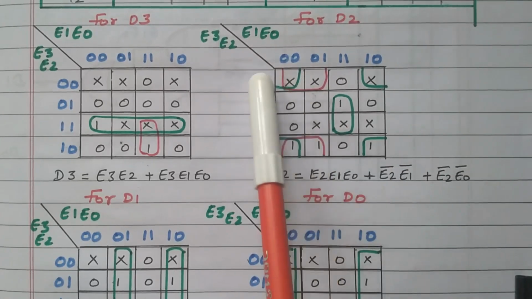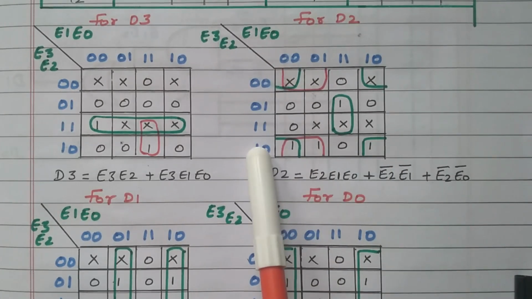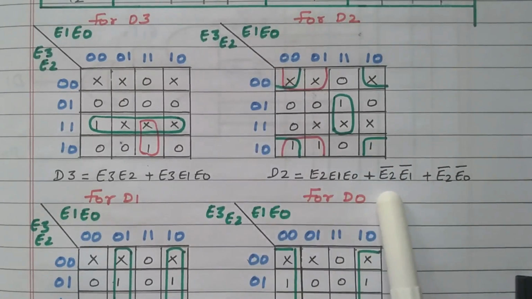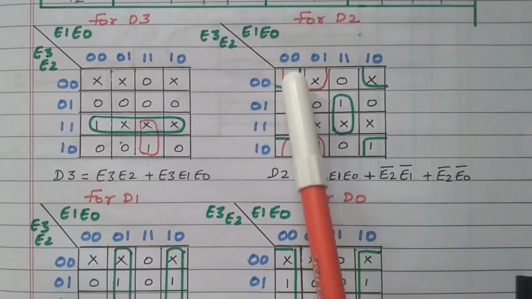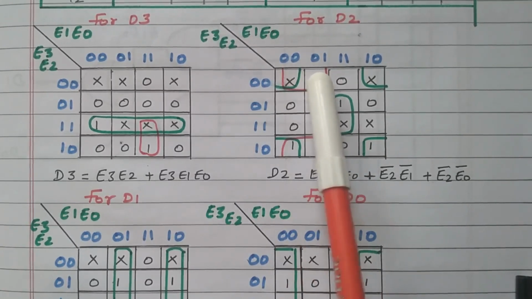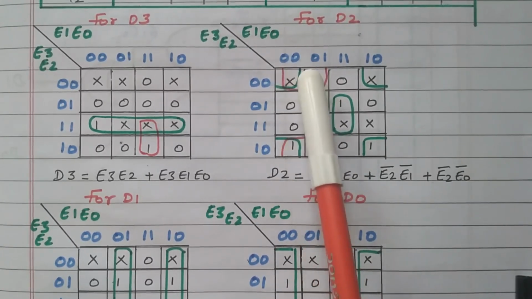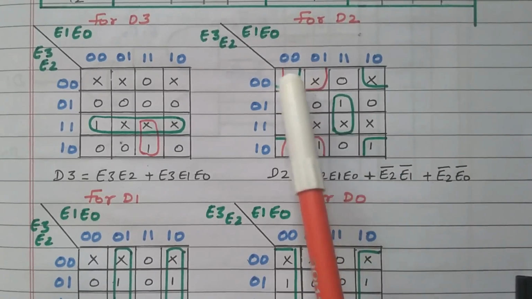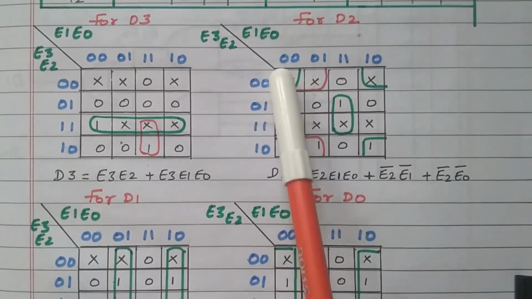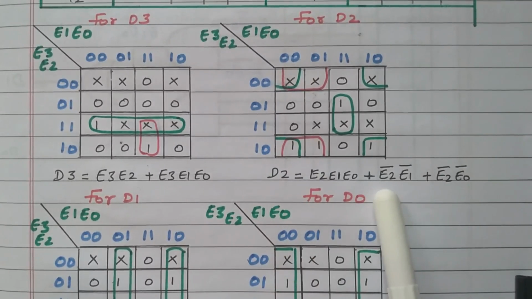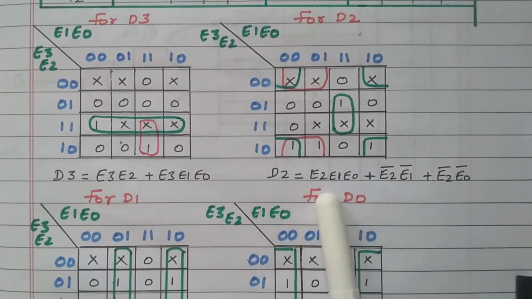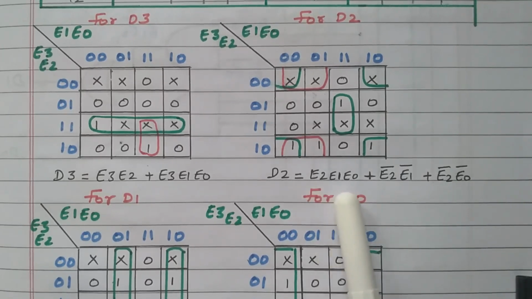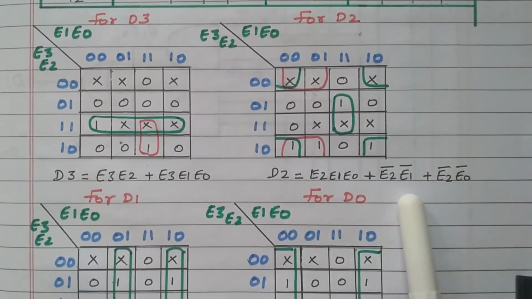Now we'll see the grouping of these four cells, red color. So again we have to refer the first row and last row. We already saw that it is E2 dash, right? Similarly we have to refer first column and second column, 0 0 0 1. First number 0 is commonly available, second number 0 1 cancel. What is first number? E1. 0 means E1 dash, right? So E2 dash E1 dash, right? Here E2 dash E0 dash. So finally what we have? E2 E1 E0 plus E2 dash E1 dash plus E2 dash E0 dash.